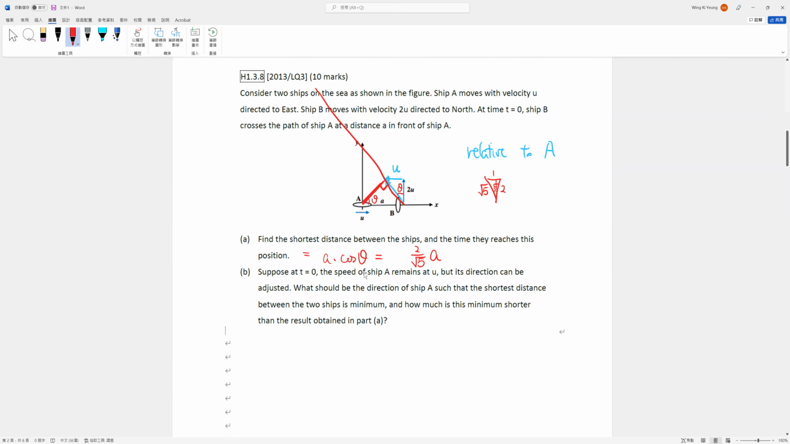So at t is 0, the speed of A remains at u, but its direction can be adjusted. What should be the direction of ship A such that the shortest distance between the two ships is minimal? And how much is it? How much is this minimum shorter than the resultant attained in part A?